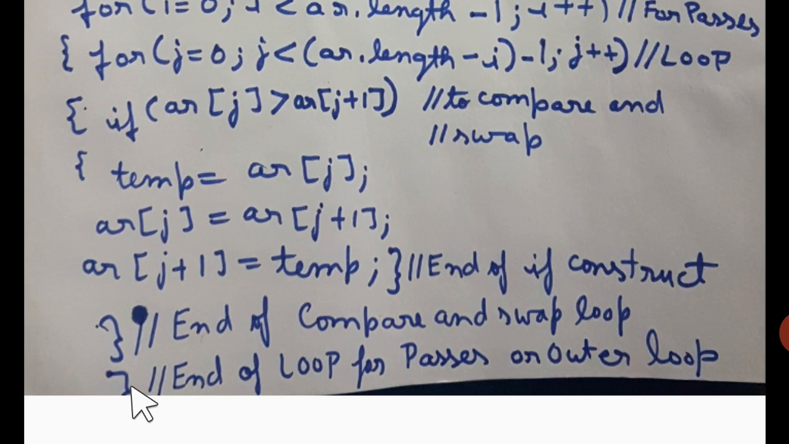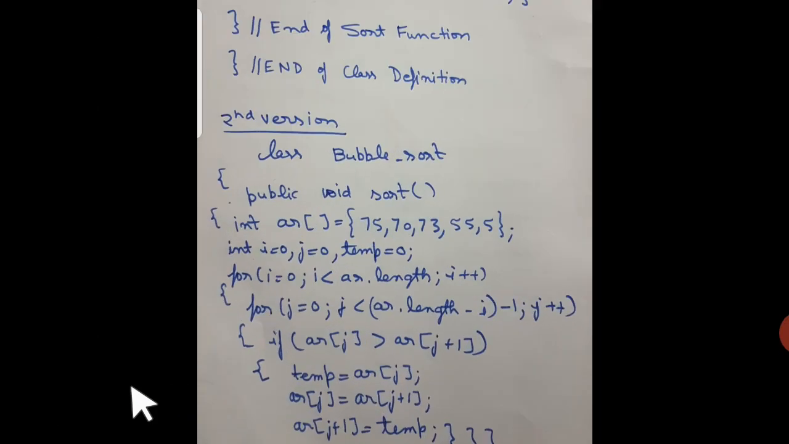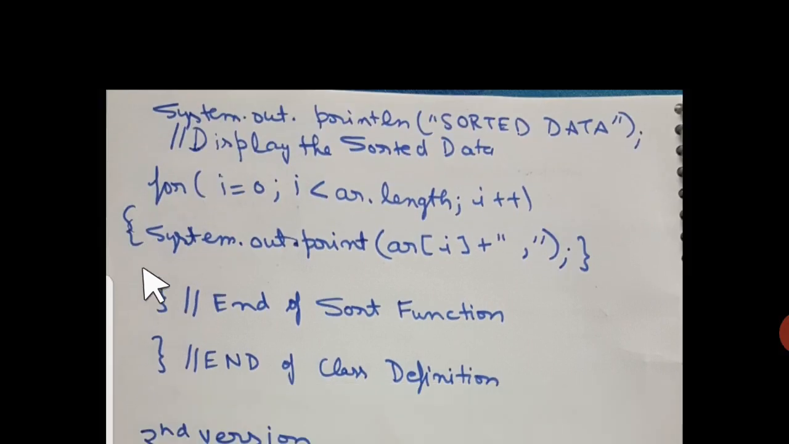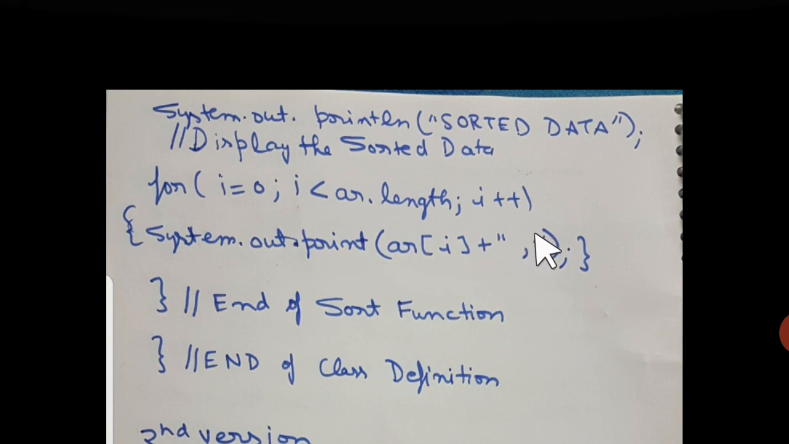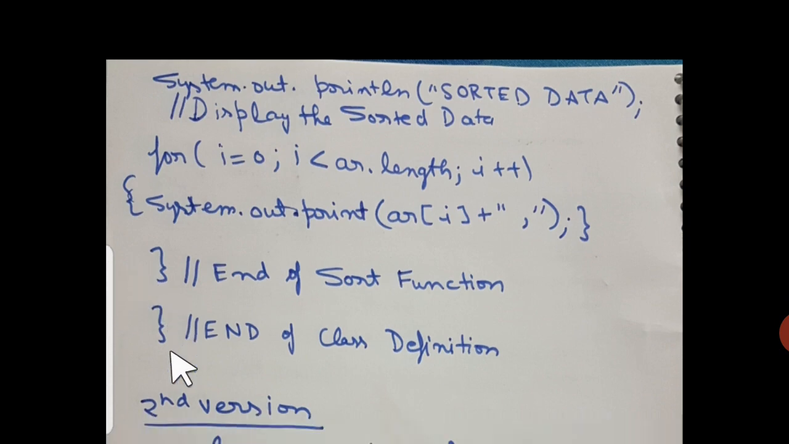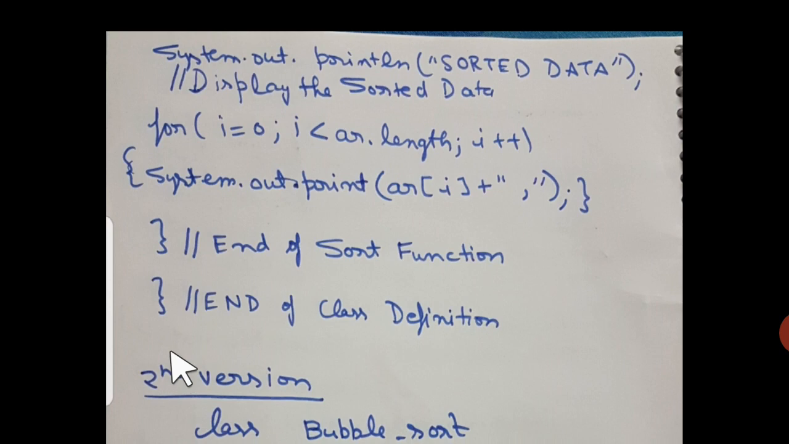I hope everybody has got the clear idea of the bubble sort. Students, after that we need to display the sorted data. So for displaying the sorted data, we write the same loop which we had used for displaying the original data or the input to the array: i=0; i less than ar.length; i++. Now System.out.print(ar[i] + ","), here the comma is there just for the sake of display, and that's fine. Finally the closing of the display loop, the closing of the sort function, and the end of the class definition. I hope it's clear to you.